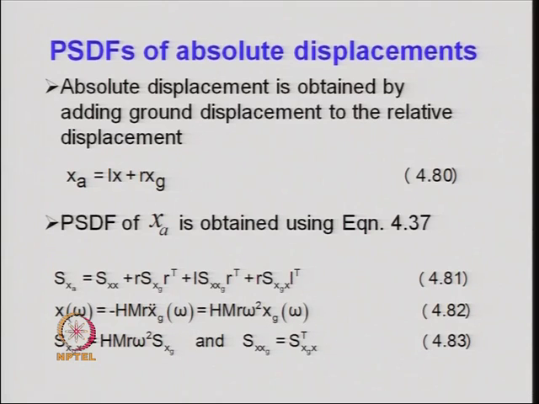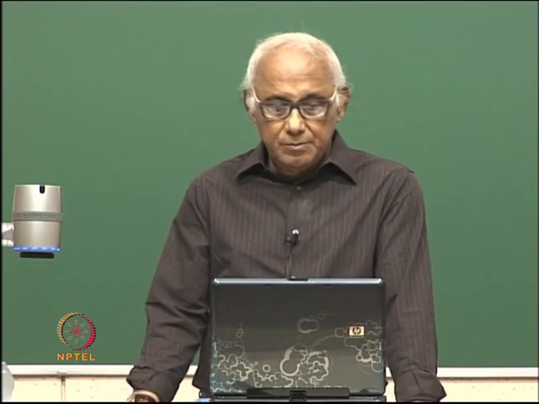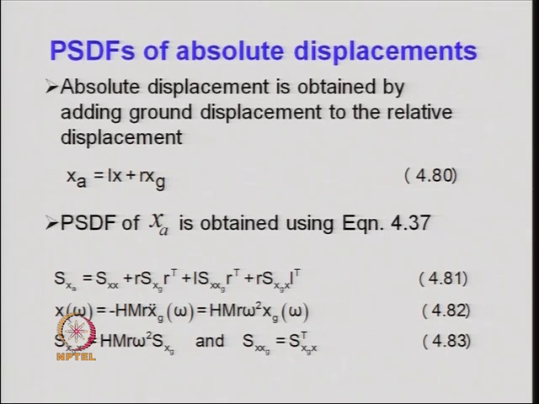It is necessary because if we wish to find out the member end forces, then we require the relative displacement of one end with respect to the other in terms of the total displacement for a multi-support excitation system. For single support excitation, since the same displacement takes place due to the ground motion at all supports, it is only the relative displacement that is good enough to obtain the member end forces from the displacement. Now, the absolute displacement can be written with the help of this equation, that is I into x plus R into xg.